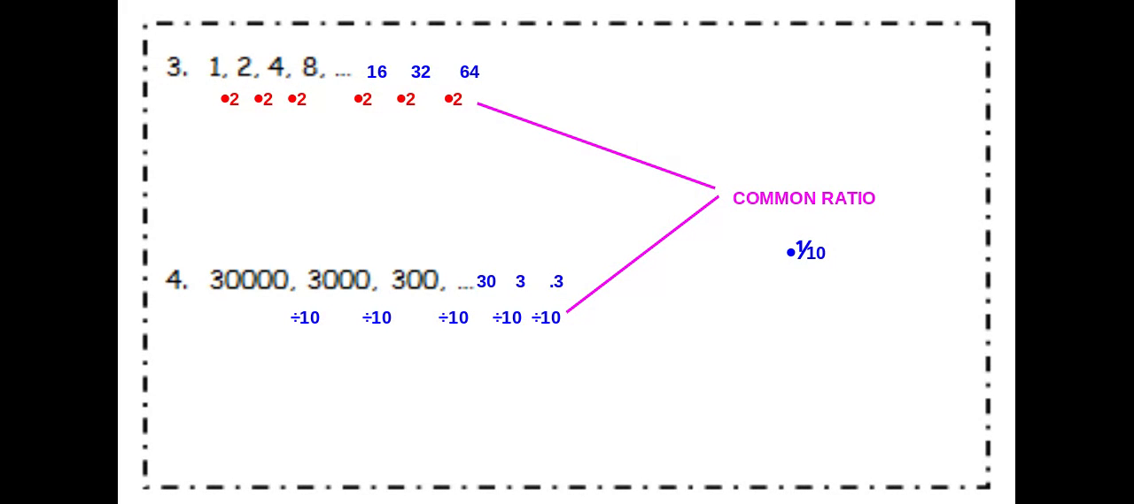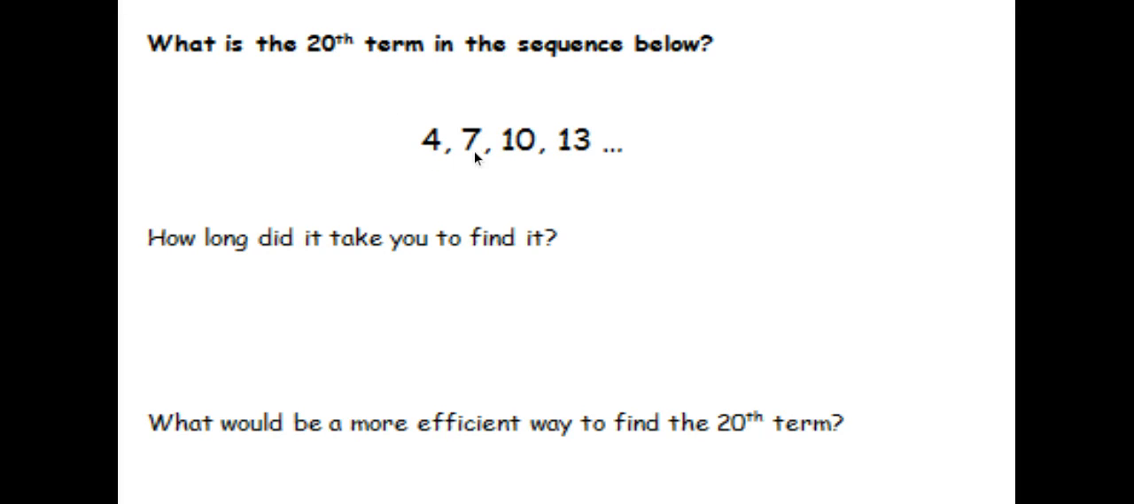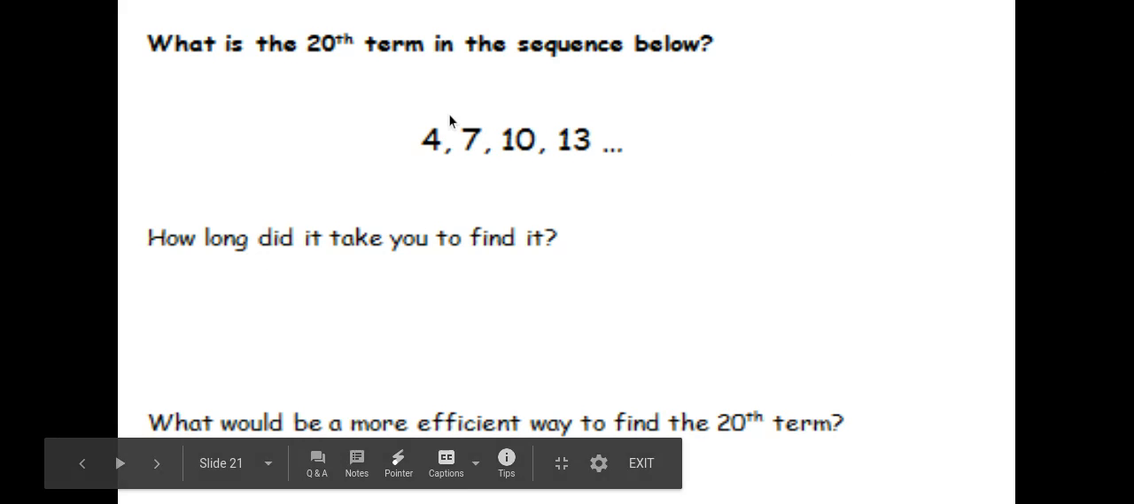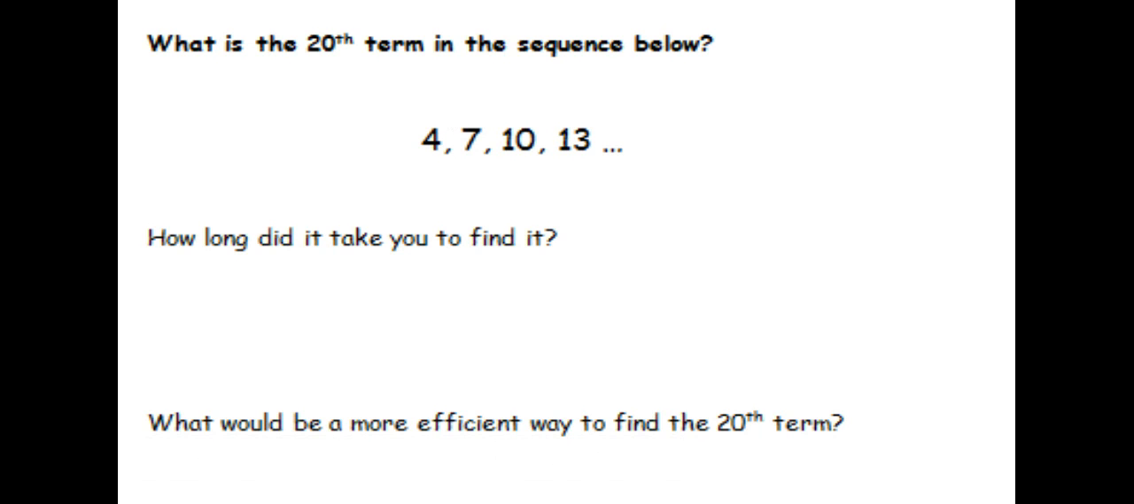I'm going to ask you to flip to the next page, and we're going to explore this question. It says, what is the 20th term of the sequence below? It's the same sequence we talked about before, but now we have the first, second, third, and fourth terms, and we need to go all the way down to the 20th term. That might take us a long time to find, but we do have a formula that could help us get there quicker, and that's what we're going to explore today.